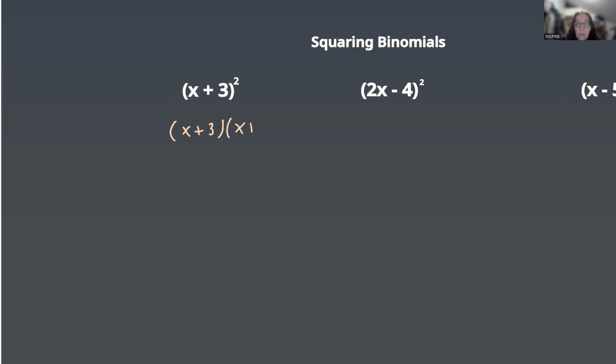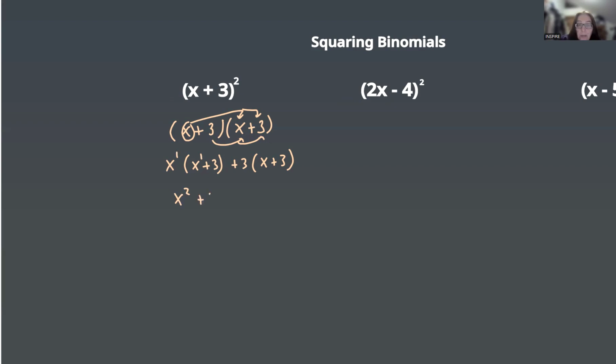We would FOIL it. So we'd take the x and we'd times it by everything in the other set of parentheses. And then we would take the positive 3 and times it by everything in the other set of parentheses, right? We take the x here times both of these. And then we do the same thing with the 3, excuse me. So when I multiply this, x times x is x squared. Remember, when you multiply, you add the exponents. The exponents are 1. X times a positive 3 is 3x.